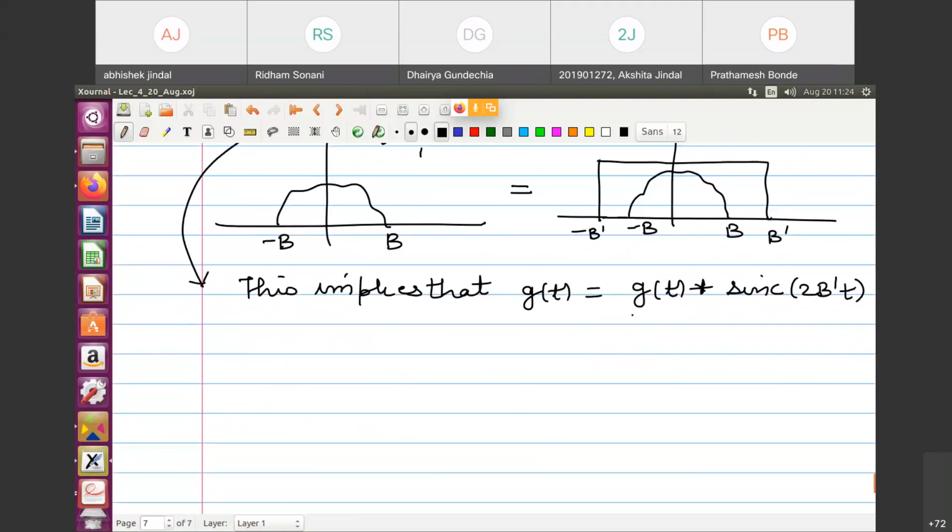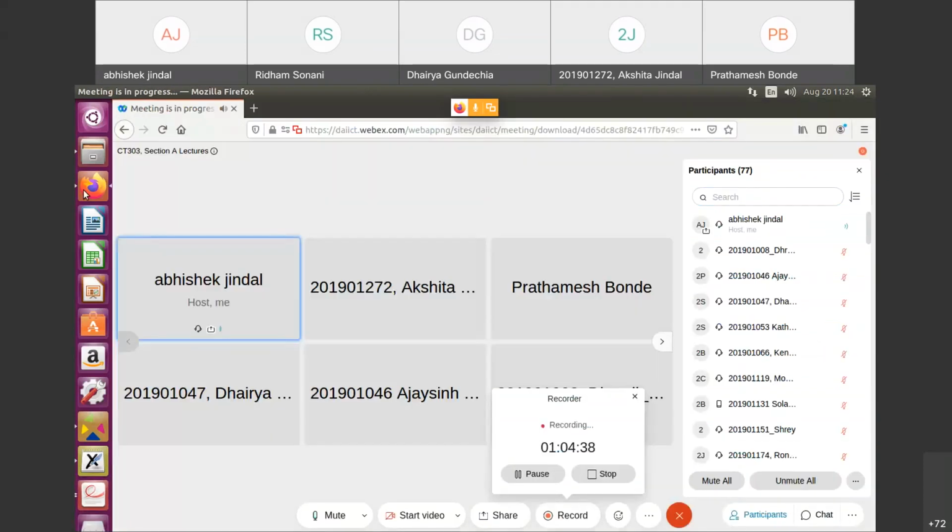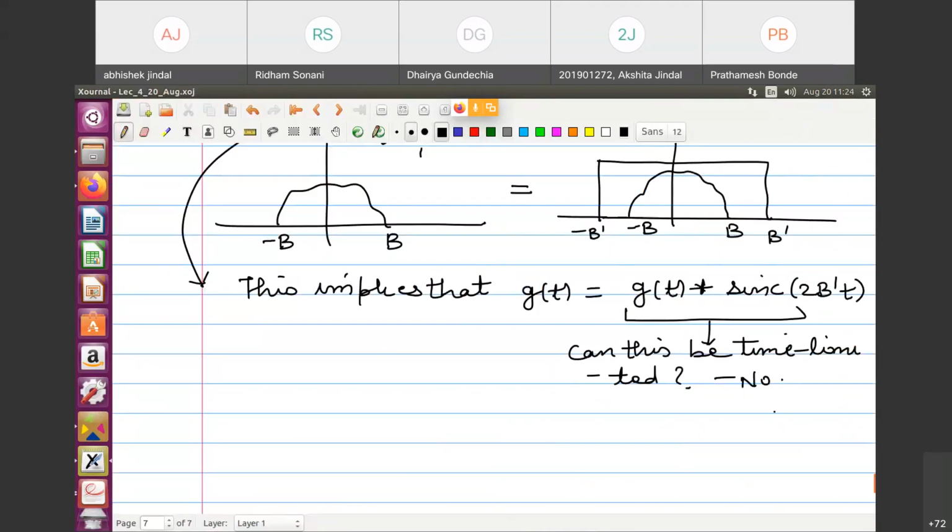Now, can this signal be time limited? So this is the question. The answer is no. But why? So let us discuss. Those who are there and listening in the class, can they tell something about it? Can this convolution give you a time limited signal?